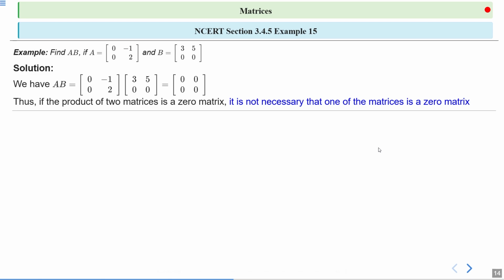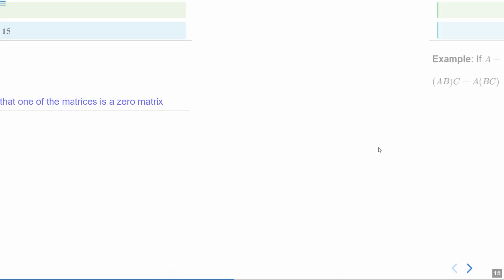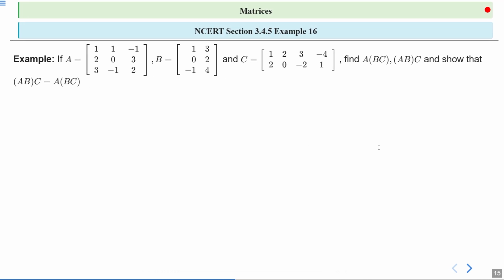Okay, let's move to the next part. Next is NCERT section 3.4.5 example 16. So this slide represents an example involving matrix multiplication and the associative property of matrices, right?